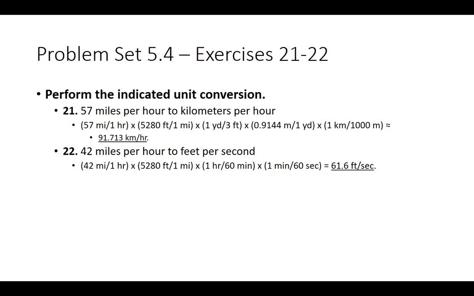Then we need to get rid of hours on the bottom. We know how many minutes are in an hour. Hours needs to go on top to cancel with hours on the bottom. Hours cancel, leaving us with minutes on the bottom. That's going to be 1 hour over 60 minutes. Then we can convert minutes to seconds. We would need minutes on top and seconds on the bottom to cancel minutes away and leave us with seconds on the bottom. That's going to be 1 minute over 60 seconds.